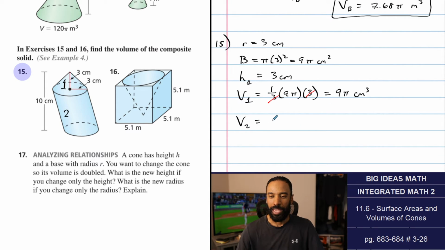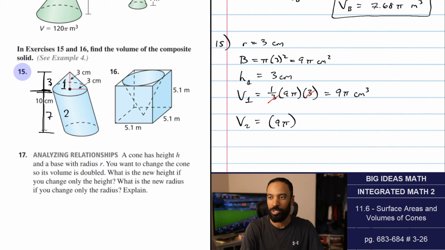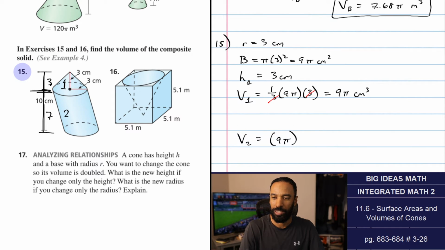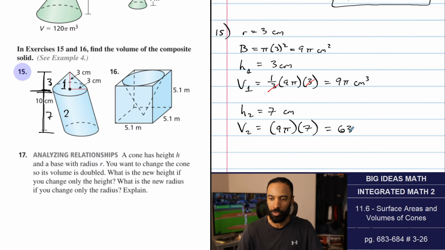Object 2 is just area of base times height. Now, we know the area of the base. We have 9 pi. It's still that circle. The height of the whole thing is 10, but we need to find just the height of this part right here. This is 3. Therefore, this will be 7. So the height of object 2 is 7 centimeters. So area of base times height for a cylinder is 63 pi cubic centimeters.